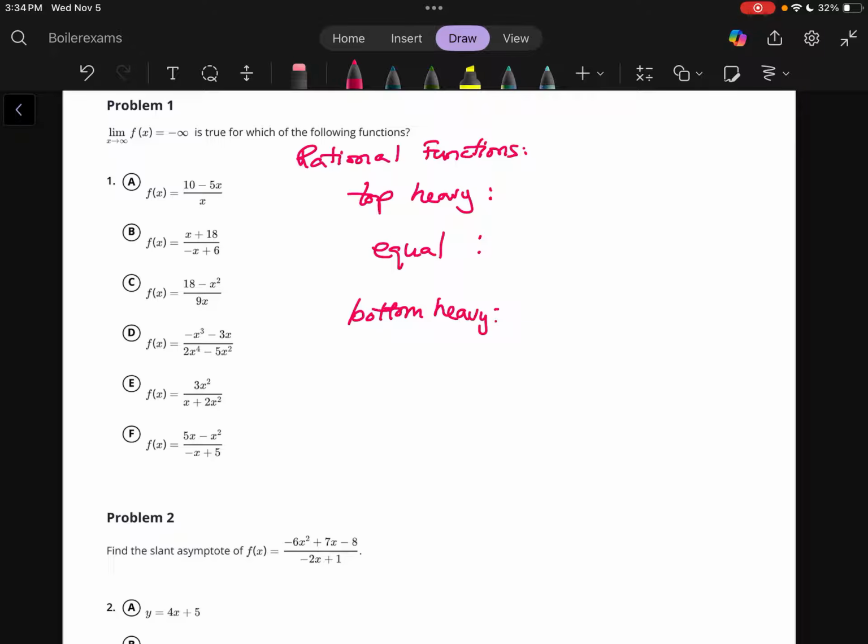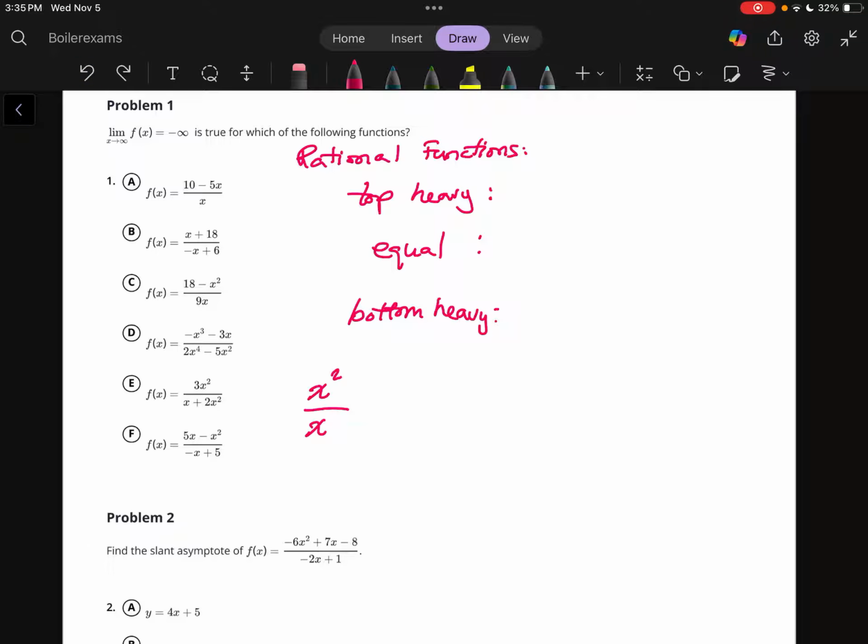So an example of a top heavy function would be like x cubed over x, because the 3 is greater than the 1. So we have degree 3 on top and degree 1 on the bottom. So since 3 is bigger than 1, we call this top heavy. Equal would be like x squared over x squared. And then bottom heavy would be if our polynomial on the bottom had a bigger degree.